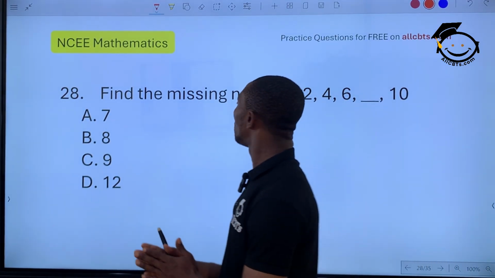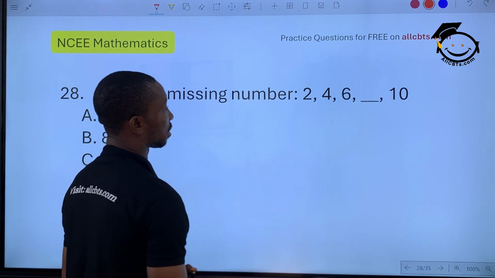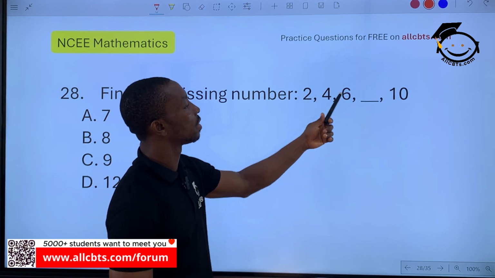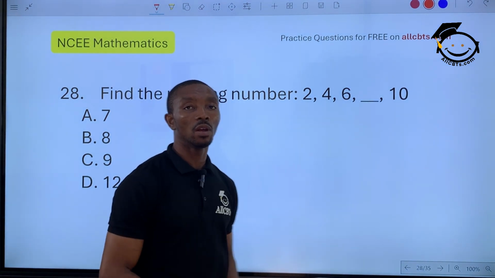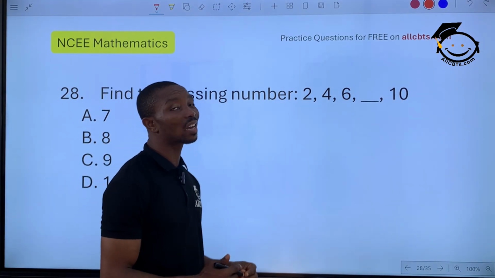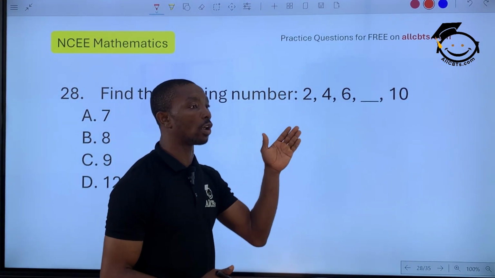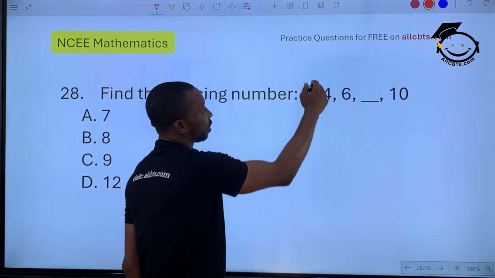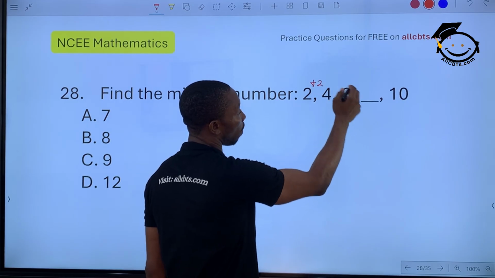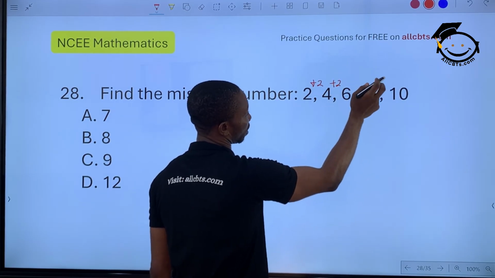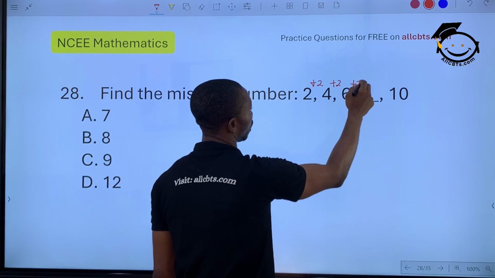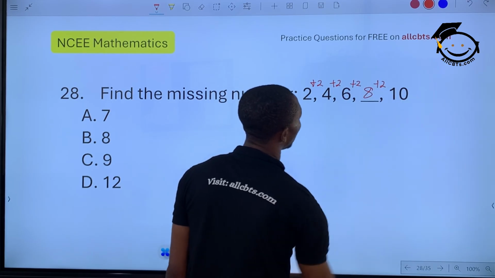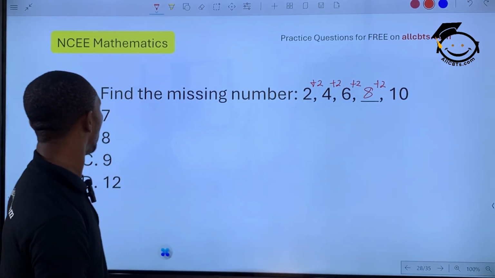Find the missing number. In our sequence of numbers, we have 2, 4, 6, dash, and 10. As a student, you need to ask yourself, in what pattern is the number increasing? We know this is 2 plus 2 to give us 4, 4 plus 2 to give us 6, 6 plus 2 will give us 8, and 8 plus 2 will give us 10. So our missing number is 8.